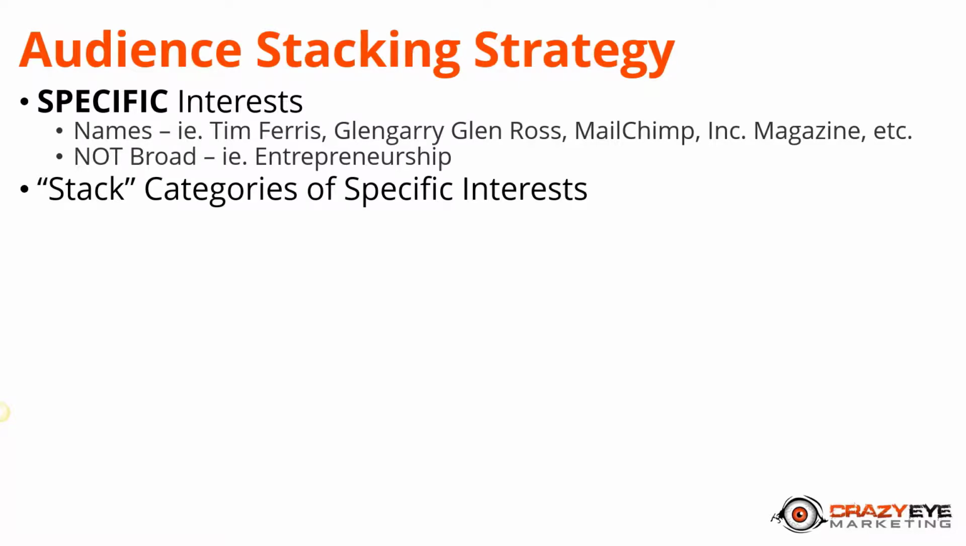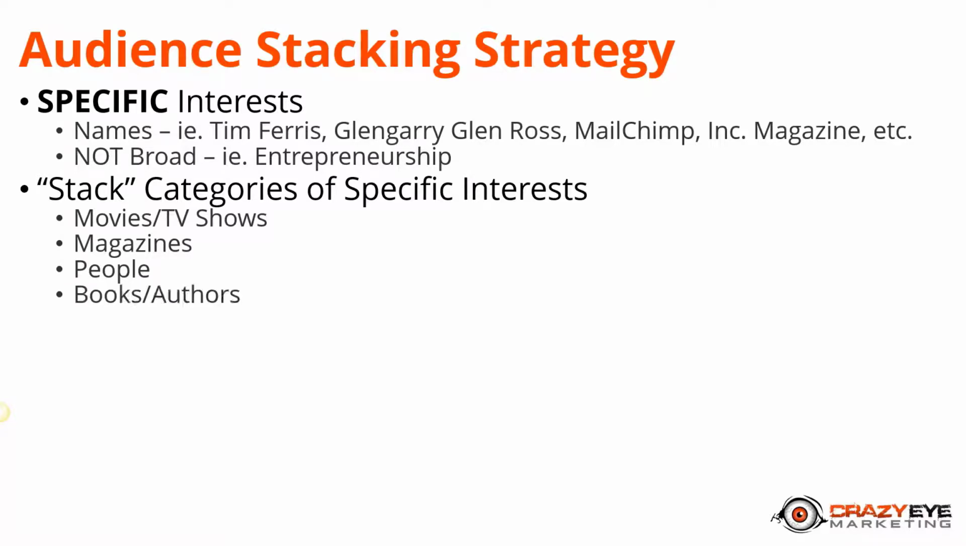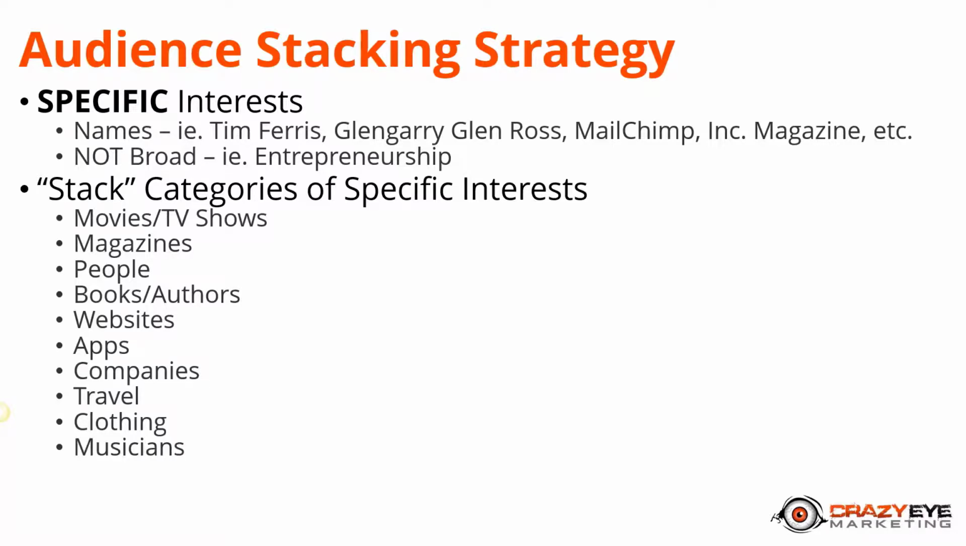And then what you want to go ahead and do is stack categories of specific interests. And here are some examples of categories. Now this is not an all-encompassing list, and you can pick and choose and add to it so things work for your particular business and who you need to target. But some examples of categories of interest you could target are movies/TV shows, maybe magazines, maybe people, famous people, celebrities, etc., books and authors, websites, apps, companies, travel, so locations people travel to or visit, etc., clothing, so brands and stuff like that, musicians people listen to, restaurants they visit, stuff like that.